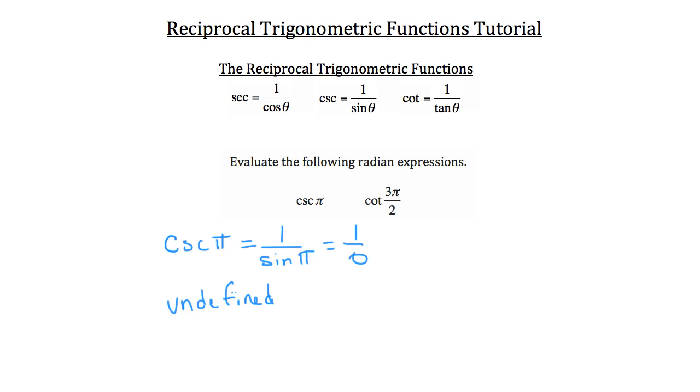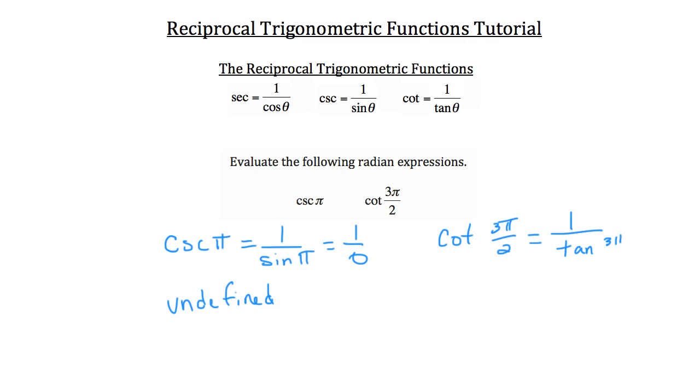So the cosecant of pi is undefined. Now let's take a look at the cotangent of 3 pi over 2. So we'll write that out, the cotangent of 3 pi over 2. And remember, the cotangent is just the reciprocal of tangent. So 1 divided by the tangent of 3 pi over 2.